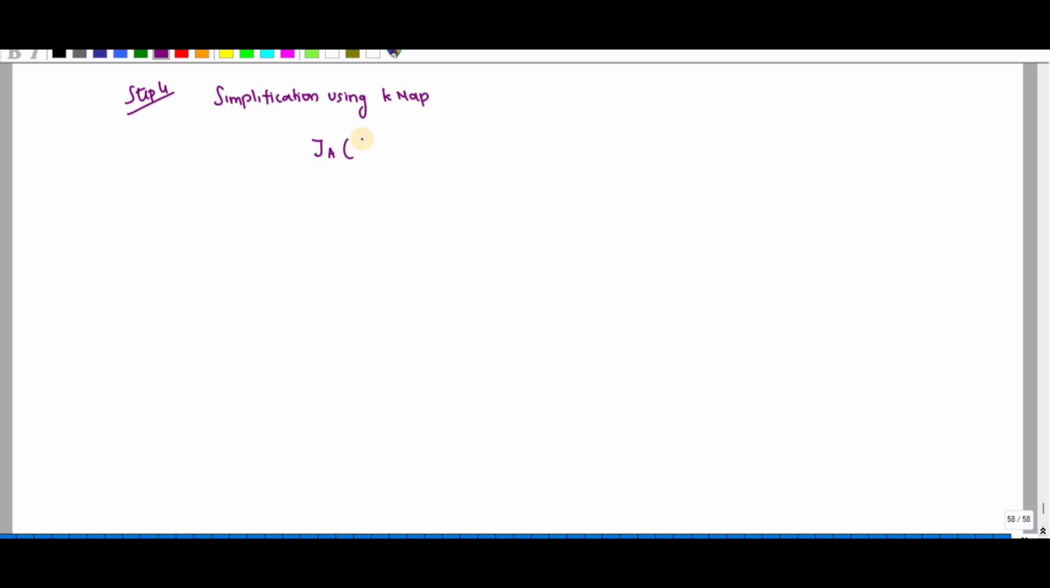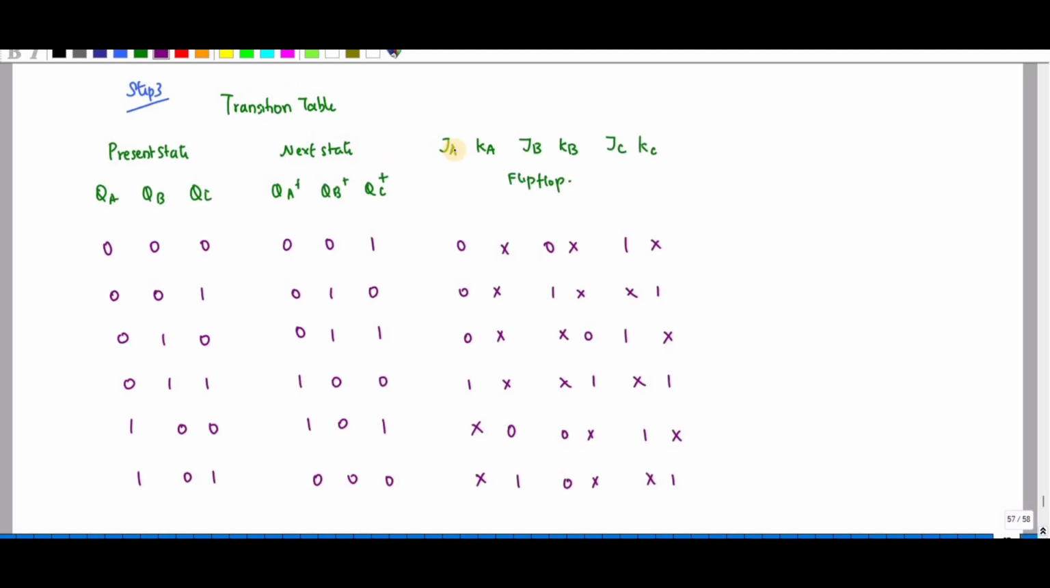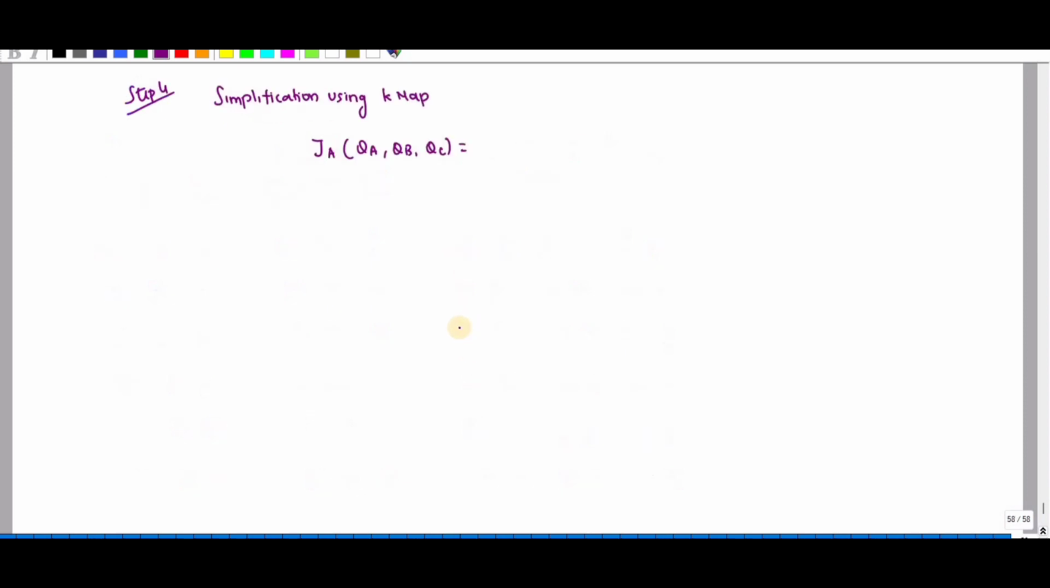So what is JA? JA of QA, QB, QC is equal to... this is 0 for... so instead of writing like this, you can better implement it. So first for JA, okay, K map for JA.